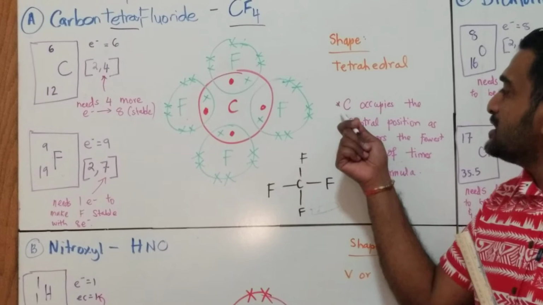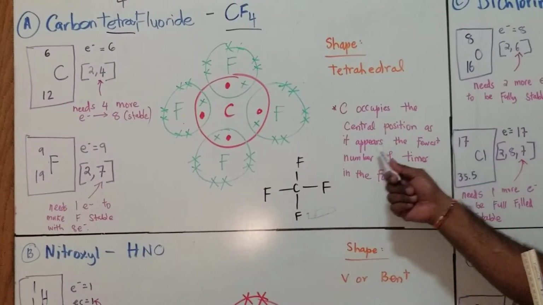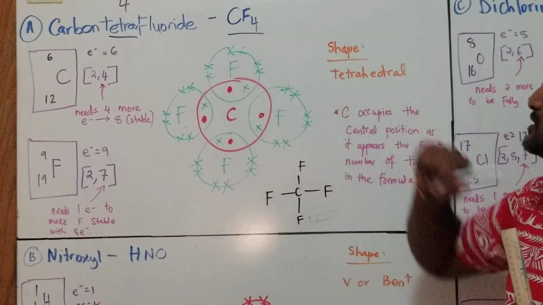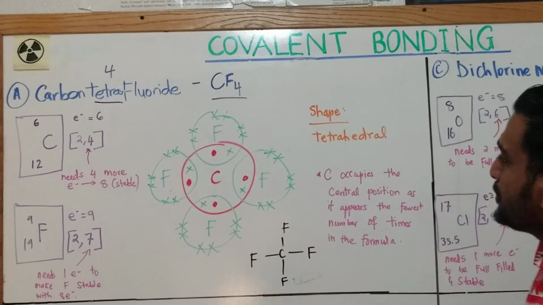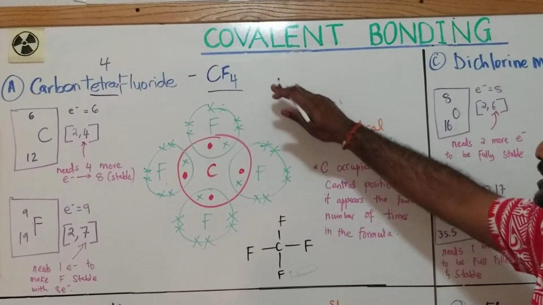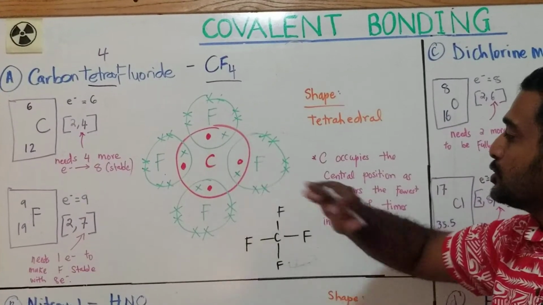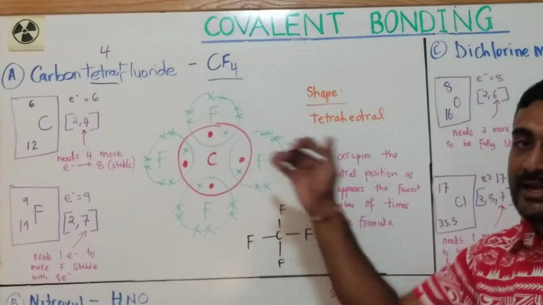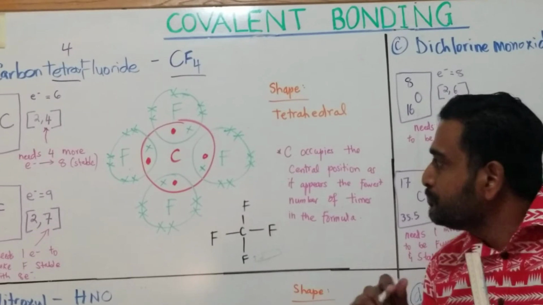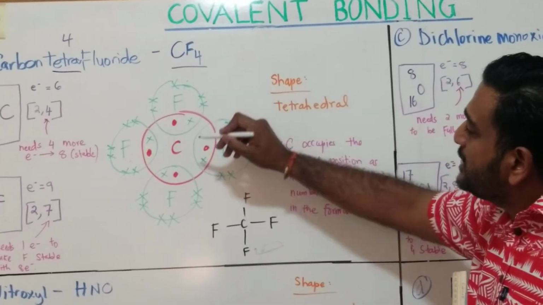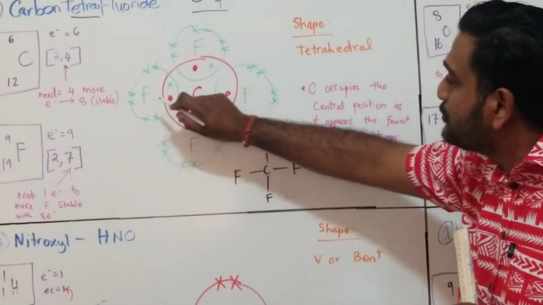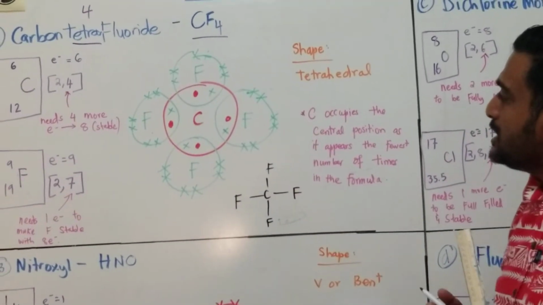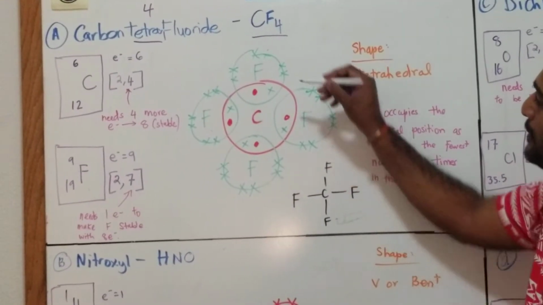And I have written here that carbon occupies the central position as it appears the fewest number of times in the formula. Carbon just appears once. So I placed carbon in the center. We always start drawing covalent bonding, the Lewis structure, the cross dot diagrams, by drawing the central atom and then working outward. Therefore, in the geometry, I put carbon in the center, 1 fluorine on the top, 1 at the bottom, 1 left, 1 right. Equally spaced out.